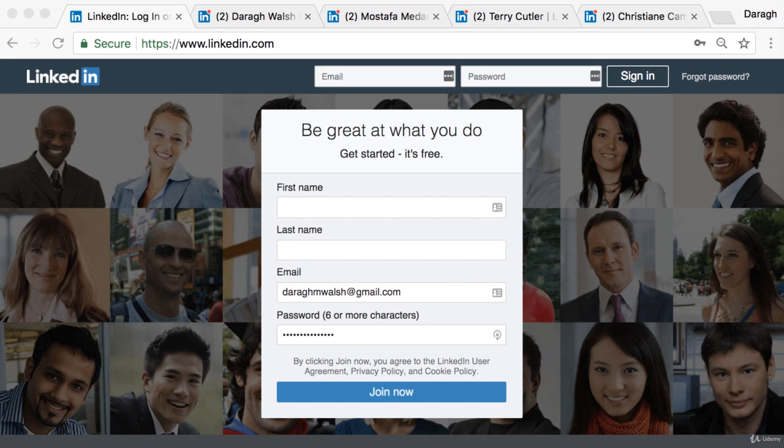So the first of those 5 things is really just to set up an account, and you can do that by going to linkedin.com and just joining the network. It's fairly simple, and they're just going to walk you through a couple of steps.